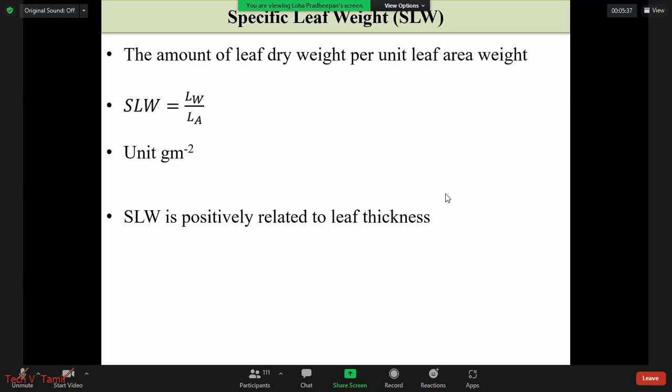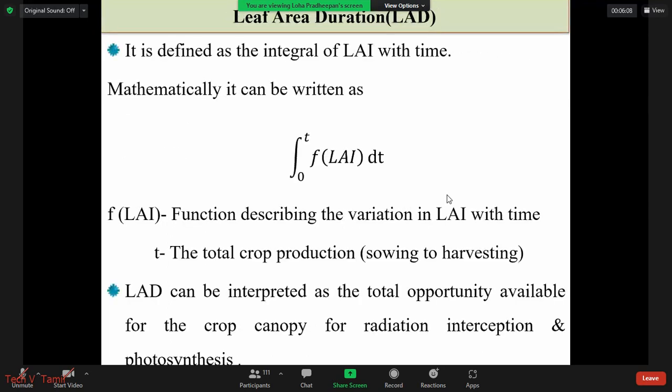Here also, if you look at the unit, the weight is in gram or kilogram, and leaf area is in meter square or centimeter square. So the unit is coming like this. But for the specific leaf area, what will be the unit? Centimeter square gram minus 1 or kilogram, the other way. Meter square gram minus 1. Right?